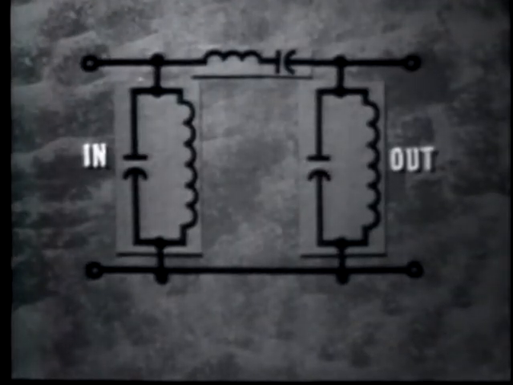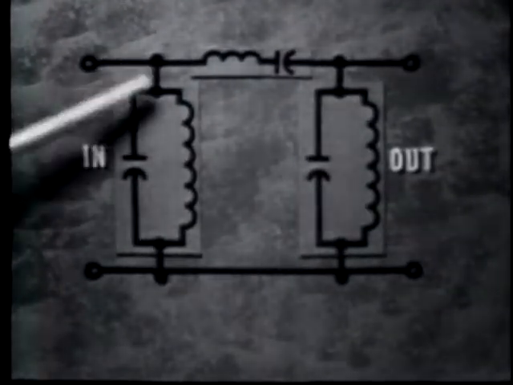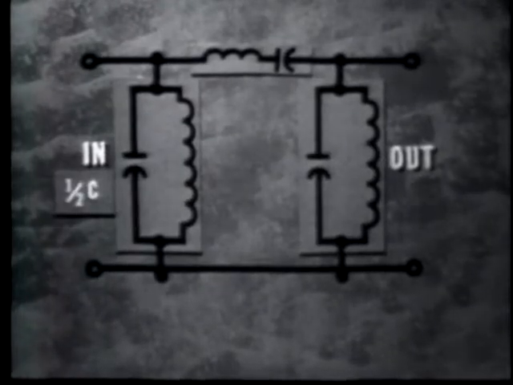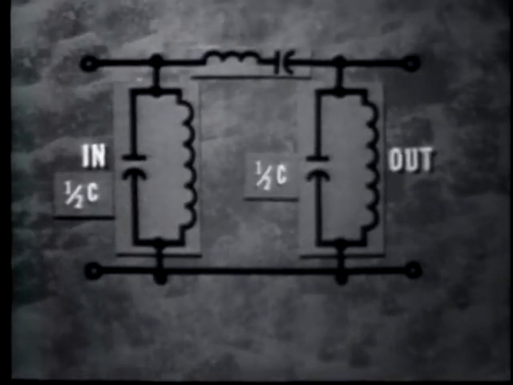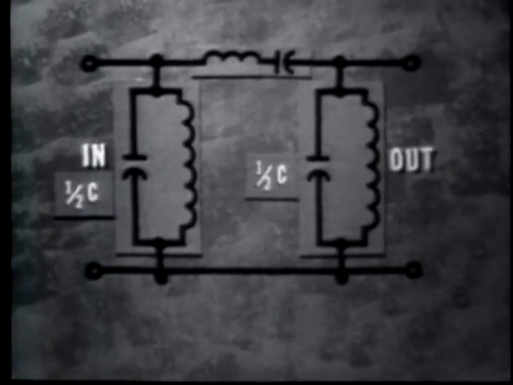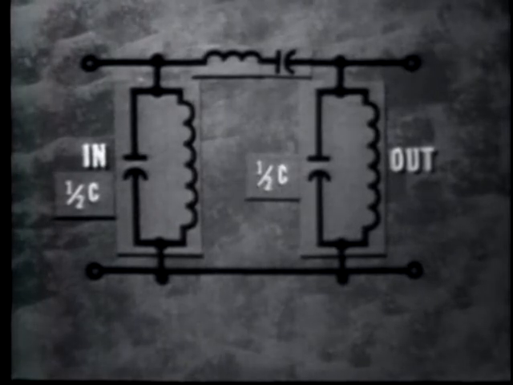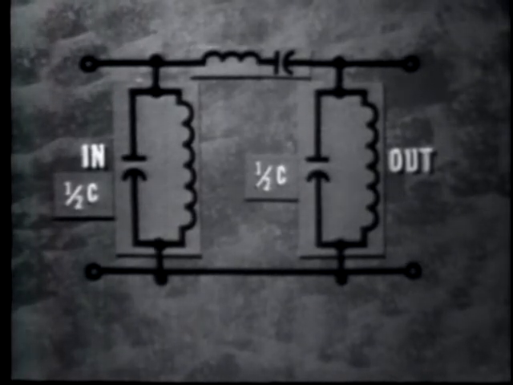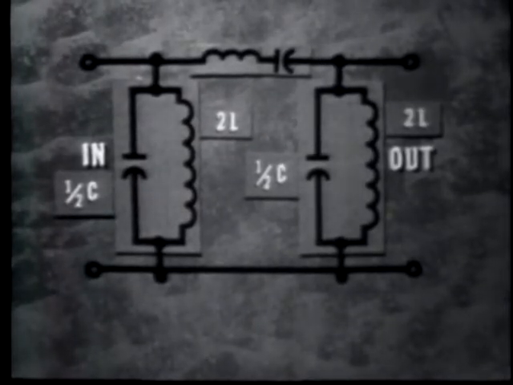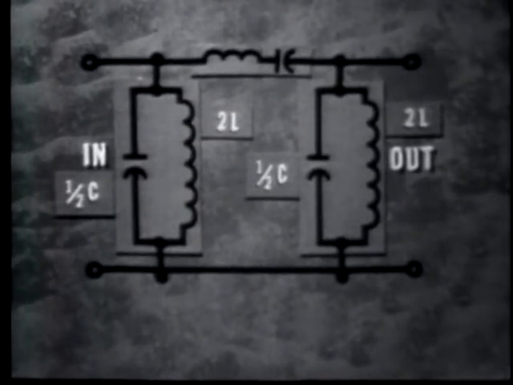We'll add an additional shunt leg to the basic L section like this. We now have two capacitors in parallel, so each capacitor must equal half the original capacitance. One half here and one half here. Two inductors in parallel, however, means that each inductor must equal twice the total value required. So 2 times L goes here in this tank, and 2 times L goes here. Again, total values of L and C have been maintained.